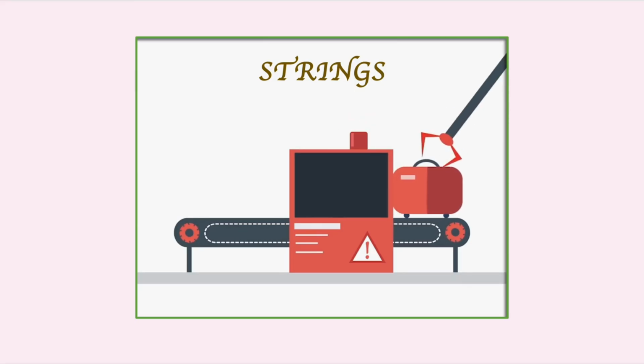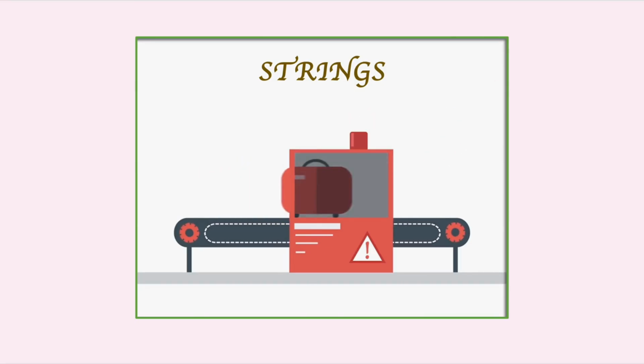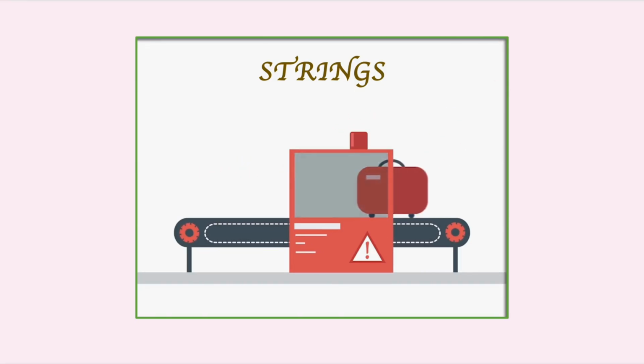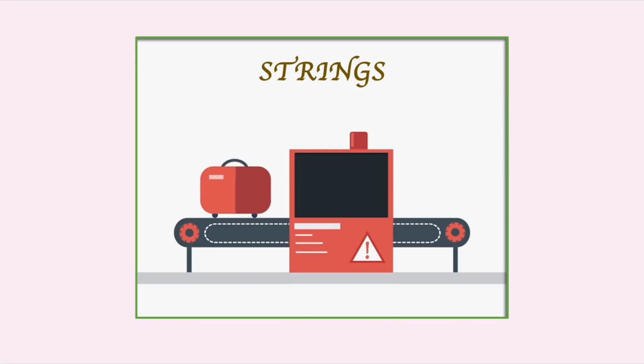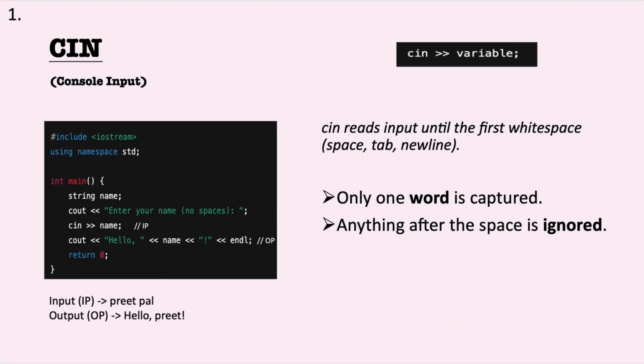Today's DSA topic is input and output in strings. When we work with strings in C++, there are multiple ways to take input from the user. The first method is cin, which stands for console input. It is an object of the istream class that is defined in the iostream library header file.